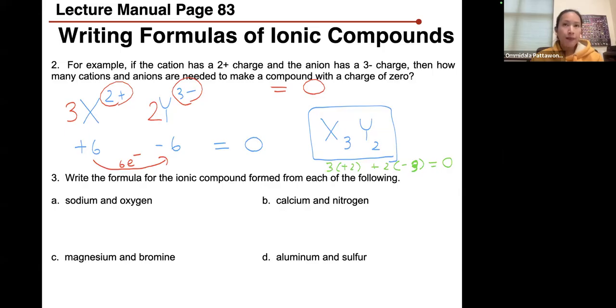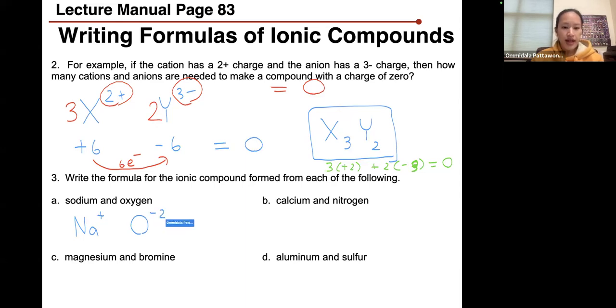Now let's take a look at the actual elements. So in this case, for example, sodium and oxygen. If you look at the periodic table, sodium is Na, oxygen is O. Based on the location on the periodic table as well, sodium is in group 1A, so therefore the charge of this would be +1. Oxygen is in group 6A, so it would be -2.